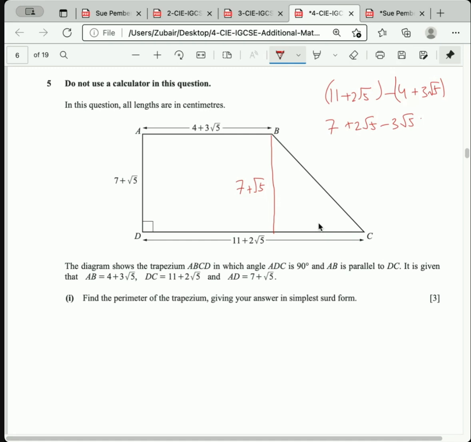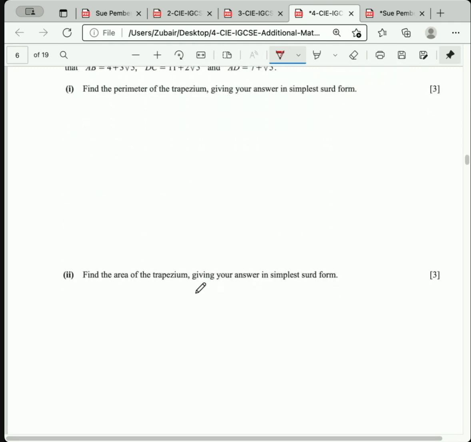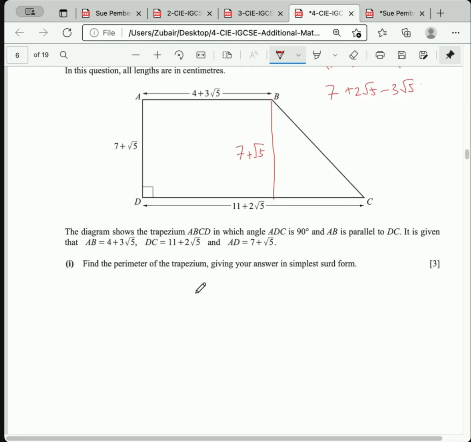BC is not given in the question. Find the perimeter of the trapezium. Find the area of trapezium. Okay. How to use Pythagoras theorem on it? These are three terms.